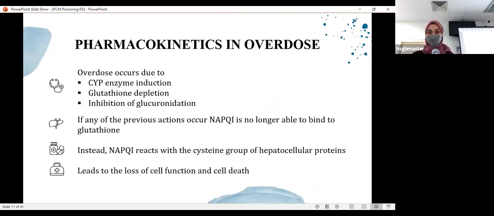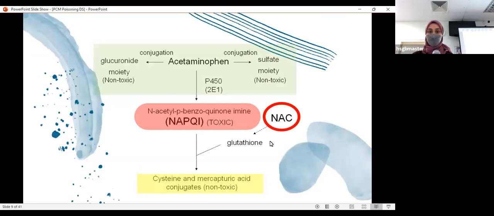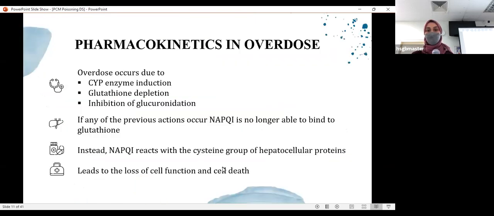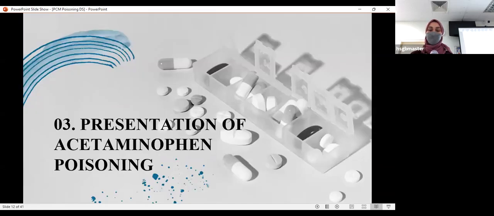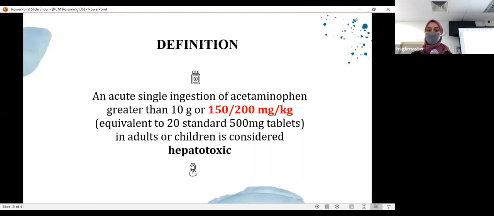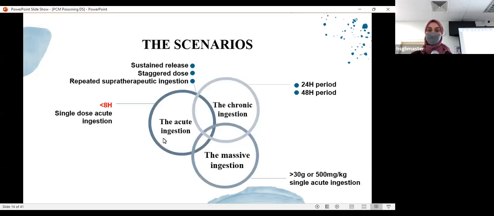So when your NAPQI is unable to bind with your glutathione, it will react with the cysteine groups of hepatocellular proteins and will cause hepatocellular injury. So, precipitation of acetaminophen poisoning: an acute single ingestion of acetaminophen greater than 10 grams, or 150 or 200 milligrams per kg, depending on the guideline that you use, in adults or children is considered hepatotoxic.